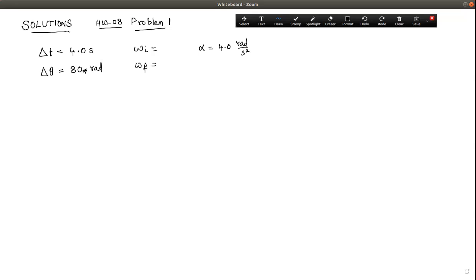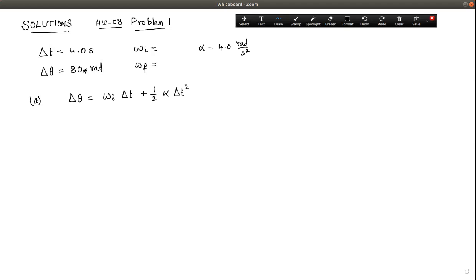In part A of the problem, we are interested in the initial angular speed. That means we have to look for an equation that has the final angular speed as a missing quantity, and that is delta theta is equal to omega initial delta t plus half alpha delta t squared.